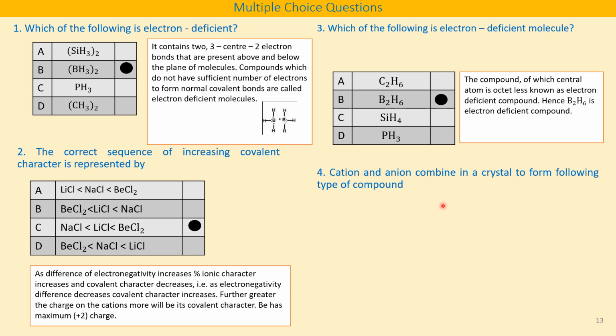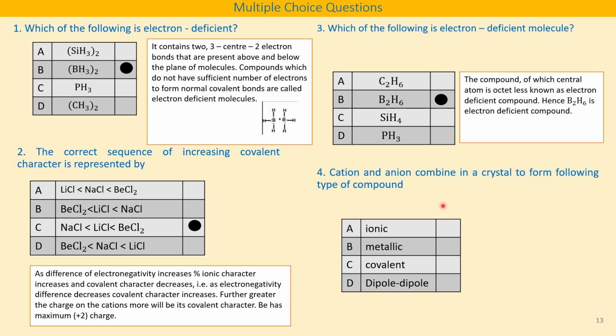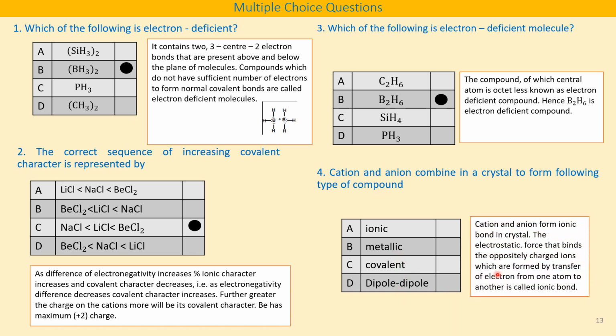Next question. Cations and anions combine in a crystal to form which type of compound? So you have to identify which compound: ionic, metallic, covalent or dipole. You have to remember that cations and anions combine to form an ionic bond in a crystal. The electrostatic force that binds the oppositely charged ions, which are formed by transfer of electrons from one atom to another, is called an ionic bond. So the correct answer is A. Please mark it.